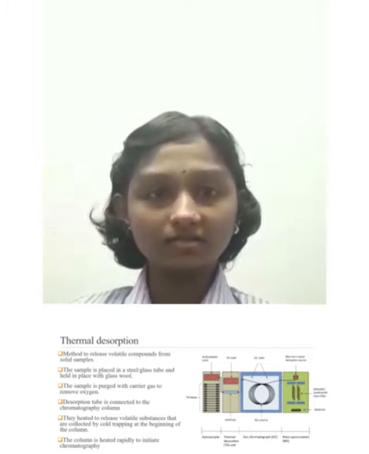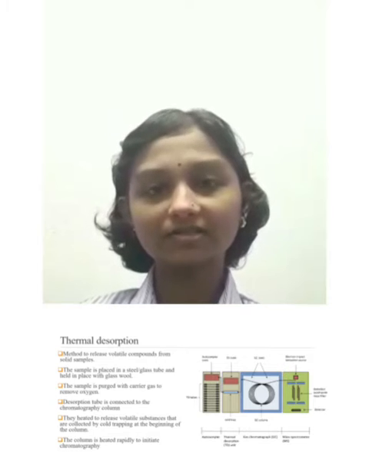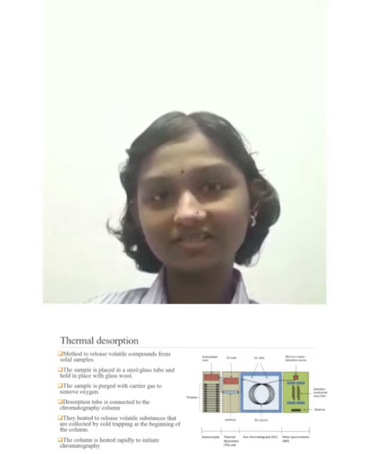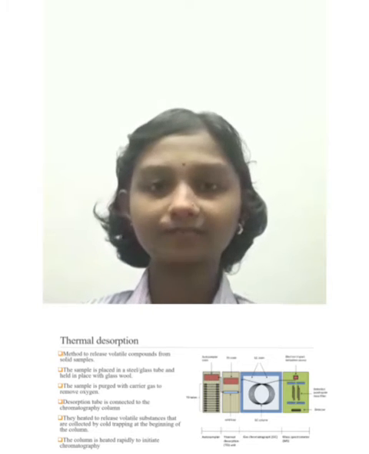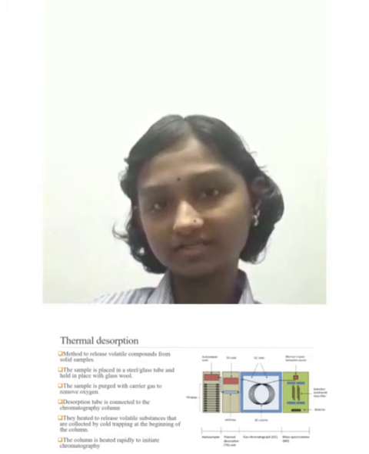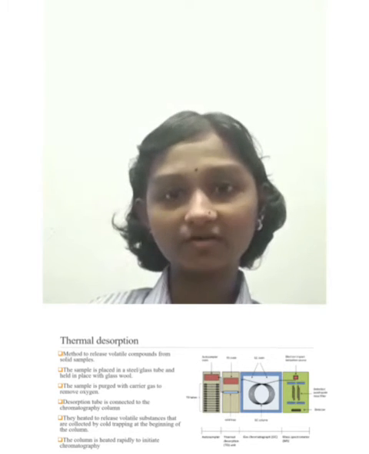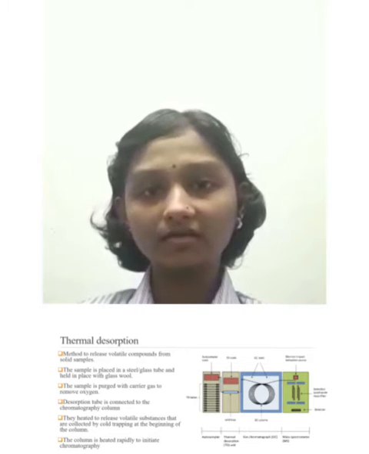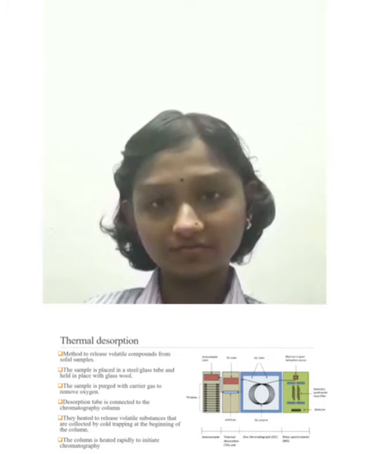The final one is thermal desorption. This method is to release volatile compounds from solid samples. The sample is placed in a steel or glass tube and held in place with glass wool. The sample is purged with carrier gas to remove oxygen. The desorption tube is connected to the chromatography column and heated to release the volatile substances that are collected by cold trapping at the beginning of the column. Okay, the column is heated rapidly to initiate chromatography, that is the picture of the thermal desorption.